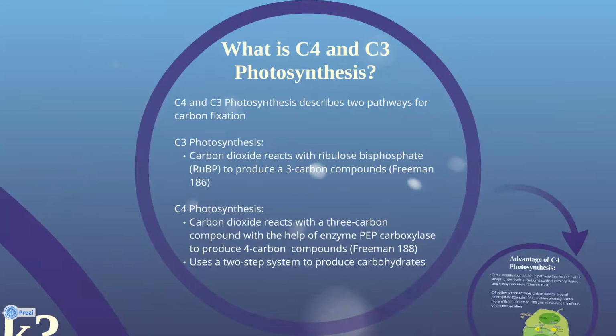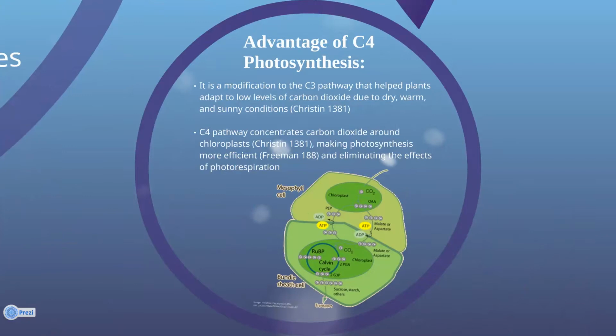Now we know enough background to distinguish between C4 and C3 photosynthesis. C3 photosynthesis produces a 3-carbon molecule, while C4 photosynthesis produces a 4-carbon compound as an intermediate during its two-step process to produce carbohydrate. The advantage of C4 photosynthesis is that it allows plants that live in dry, warm, and sunny conditions to concentrate carbon dioxide around their chloroplasts. By doing so, photosynthesis becomes more efficient with the ill effects of photorespiration eliminated.